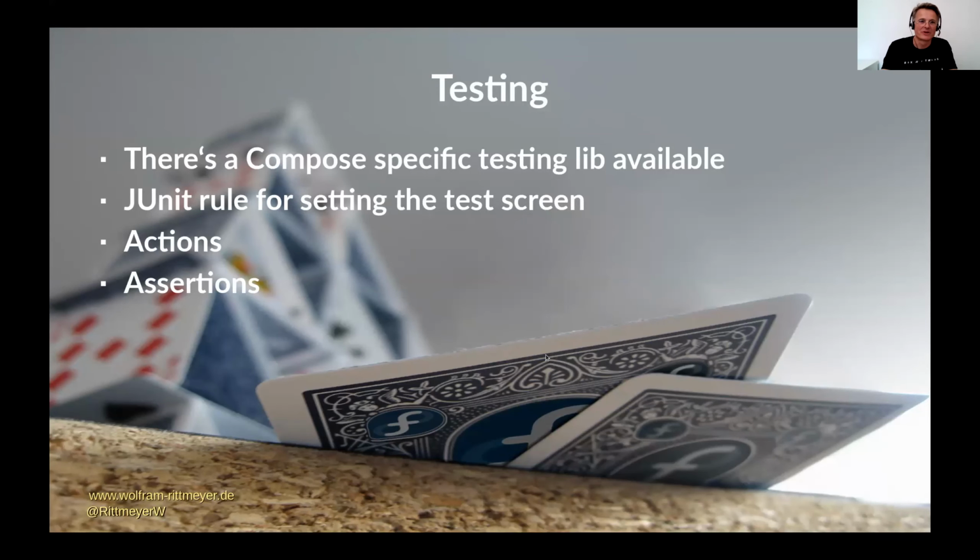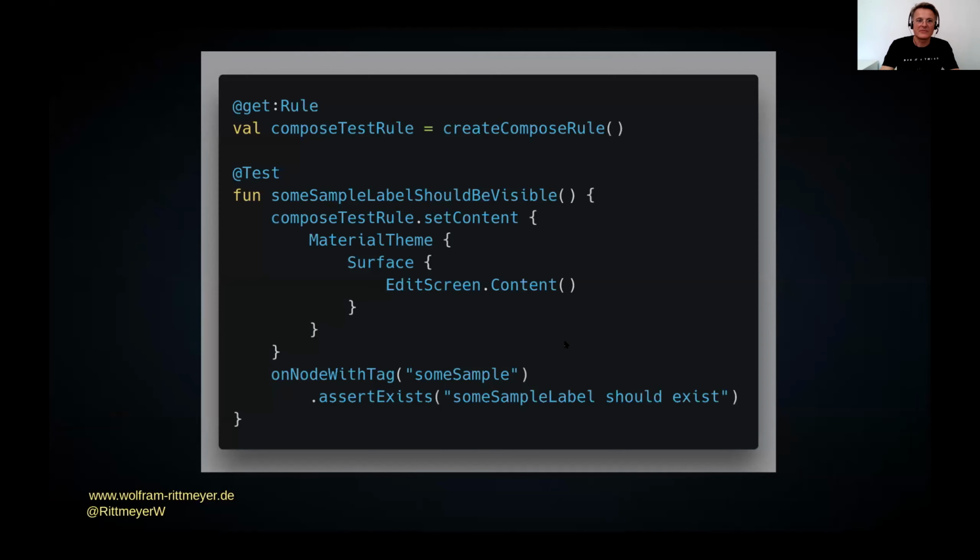They have a testing library added to Jetpack Compose. And one important element of that is the JUnit rule, which you can use to actually put your component, the part you want to test, on the screen. And then, of course, you can do some actions on this component and finally assert that everything behaves like you want it to behave. So this is a simple test. At the top you set up the rule. This create compose rule is part of the testing library. And then you set the content in the middle of the screen. And at the end, I pick a certain node and check that this node actually exists.